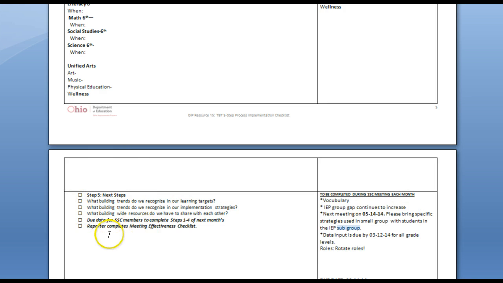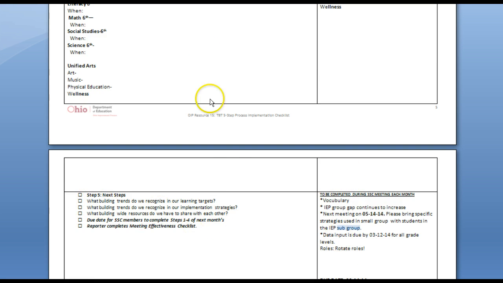In step 5, the SSC BLT members are also going to discuss when the next meeting is, and that information should be given to all members. They are going to be discussing specific strategies that they would be utilizing with their IEP subgroup at their next meeting. And they also have, this is very important, when the information should be input into the SSC required form by all TBT groups. They also have that their roles, they are just going to rotate those roles, so they must have a system in place there.